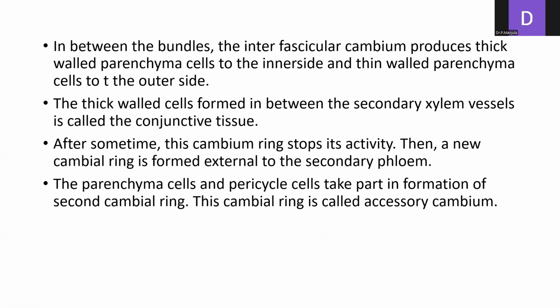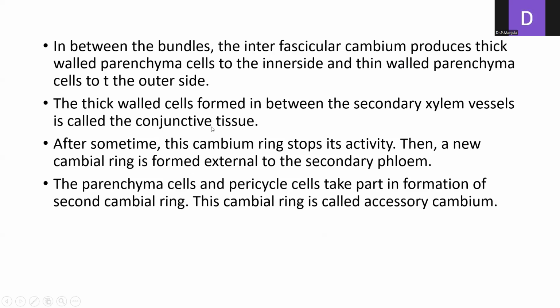In between the bundles, the interfascicular cambium produces thick-walled parenchyma cells to the inner side and thin-walled parenchyma cells to the outside. So instead of producing secondary xylem towards the inner side and secondary phloem towards the outside, it produces only parenchyma cells. The thick-walled cells formed in between the secondary xylem vessels are called conjunctive tissue.